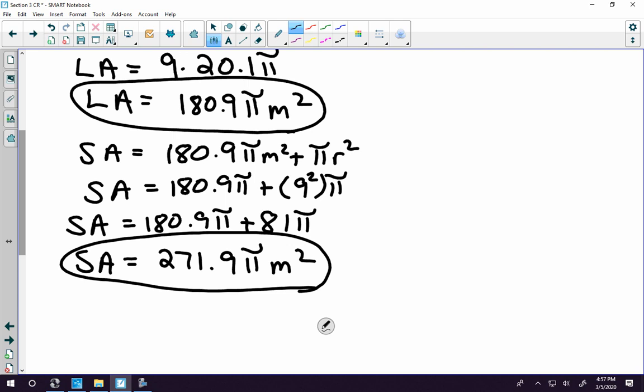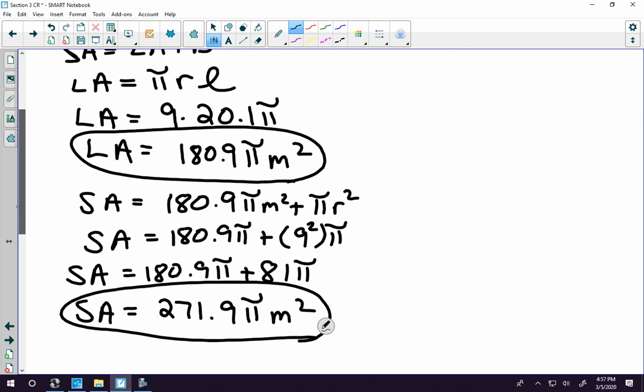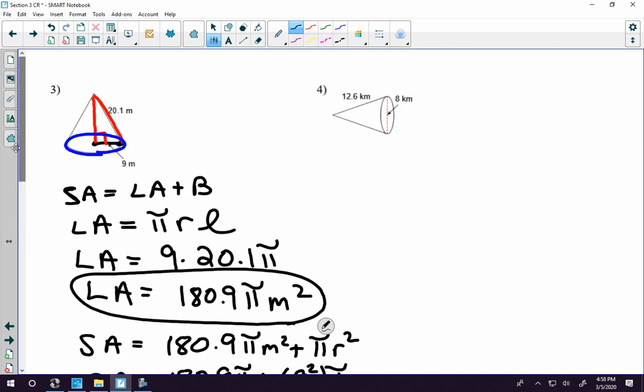Now, some students and teachers do not like to leave their values in terms of pi. So at this point, if you wanted the approximation of the surface area, you would take 271.9 and multiply it by 3.14 in your calculator, which is the approximation of pi, if you would like to round instead.